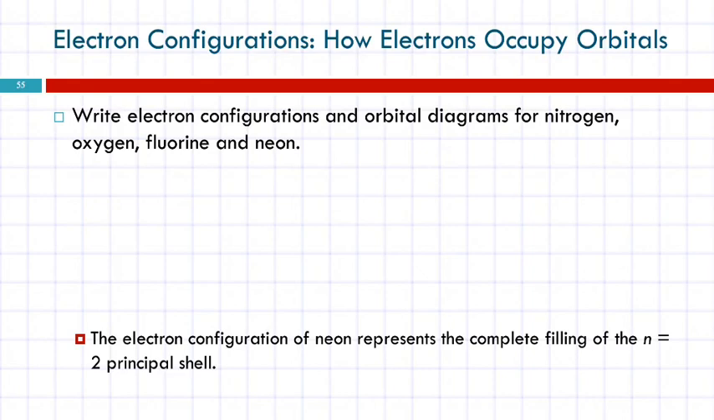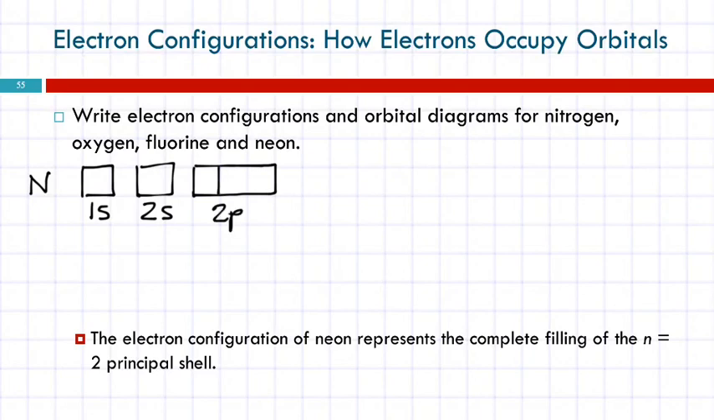Okay, electron configurations and orbital diagrams for nitrogen, oxygen, fluorine, and neon. Well, I'll start with nitrogen. How many electrons does nitrogen have? It's got 7. So I'm going to draw some rooms here. So here's the 1s room and the 2s room. The 2p room has 3 beds. And then there's the 3s room. And then there would be the 3p room.